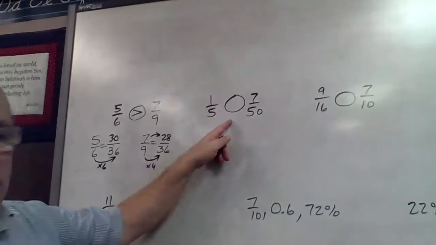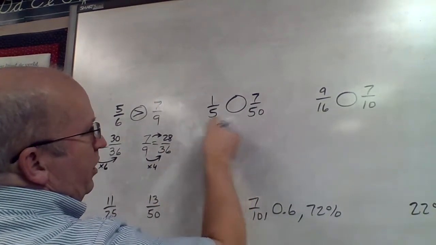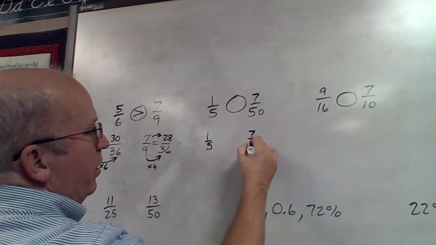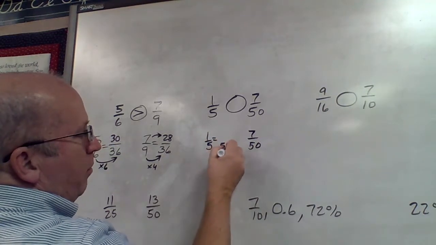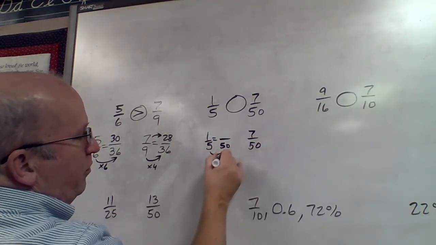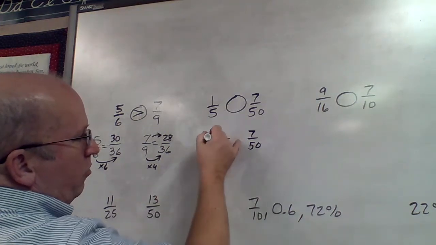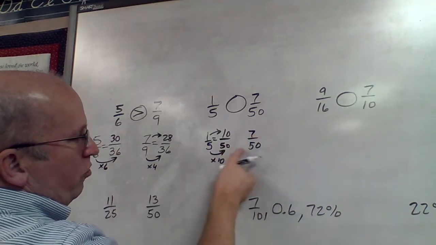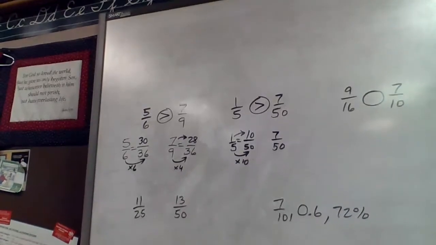Let's try this one. What's the common denominator? I think it's 50, right? They kind of make it easy on me because I already know the second one. I don't even need to change it at all. But I'm going to change the bottom one to 50ths, and that means a multiplying by 10 pattern. So I'm going to do the same thing to the top. 10 or 7, which one's bigger? 1/5 has to be bigger than 7/50ths.